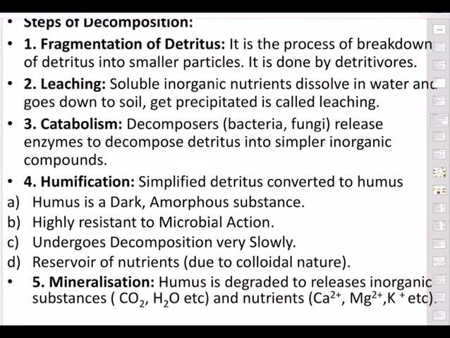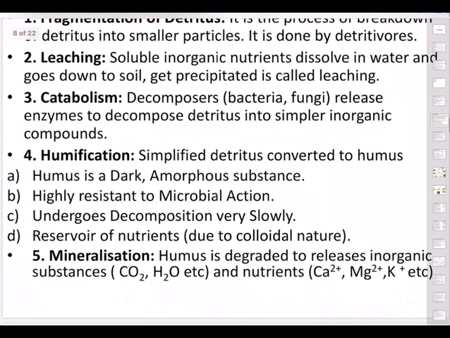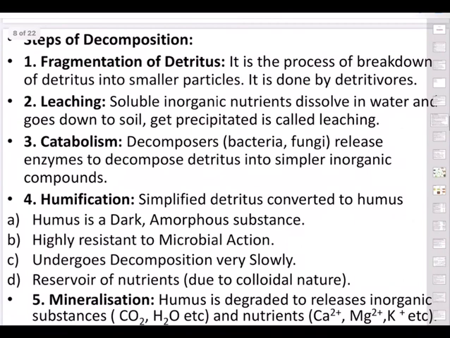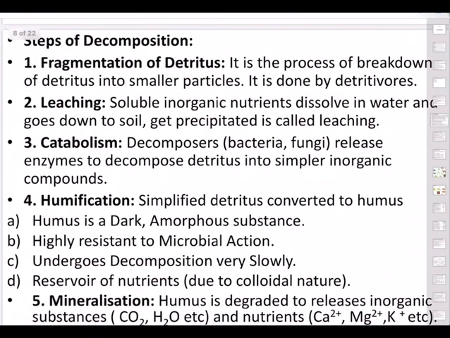Humus is further degraded by some microbes to release inorganic nutrients, and that occurs by the process of mineralization. As the name suggests, formation of minerals. Humus is degraded to release inorganic substances like CO2, H2O and nutrients Ca2+, Mg2+, K+. So these are the five steps of decomposition. And in our next session, we'll talk about the other two functions of the ecosystem, energy flow and nutrient cycling.